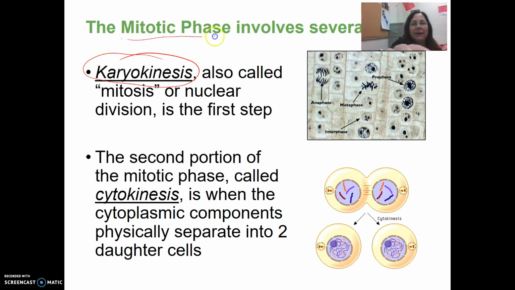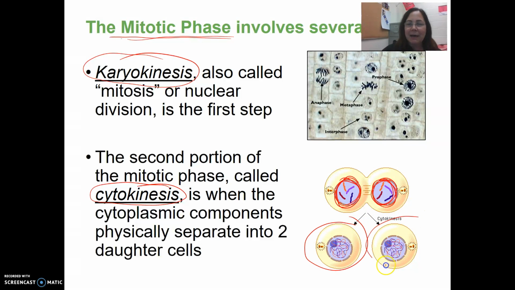So the mitotic phase includes mitosis or karyokinesis, and then it includes cytokinesis. And cytokinesis is when the cell actually splits in half. So mitosis is when the nucleus divides. This represents the parent cell after mitosis is complete. And then this represents the two daughter cells after cytokinesis is complete.